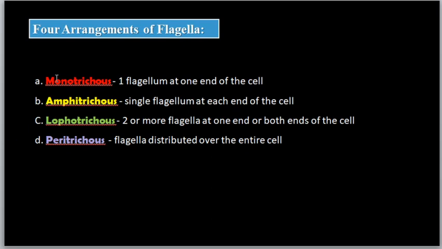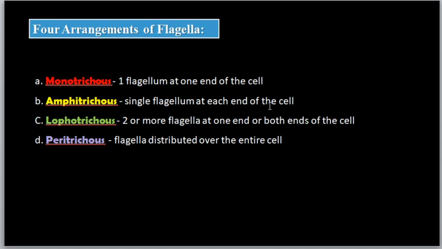Number 1, you have the monotrichous. So, when you say monotrichous, one flagellum lang found at one end of the cell. Okay? Nakikita siya at one side and isa lang yung flagella. Now, when you say amphitrichous, single flagellum pa rin, nag-iisa, but at each end of the cell. So, left and right, merong isang flagella.